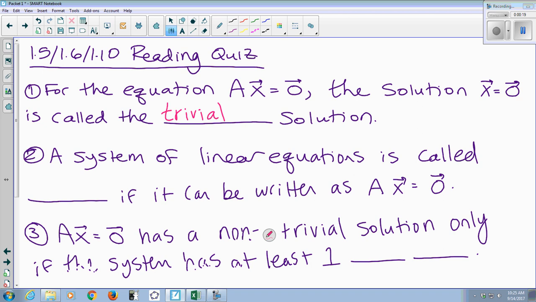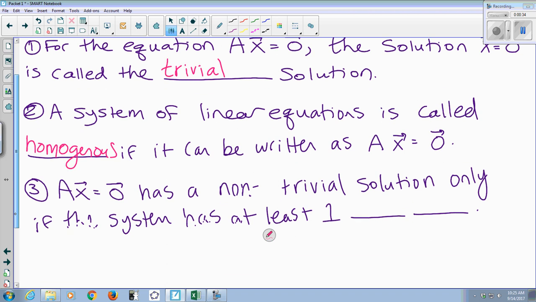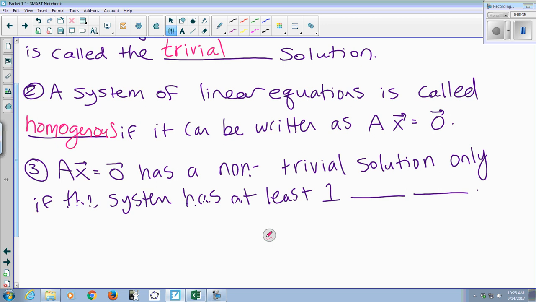A system of linear equations is called what if you can write it as ax equals 0? Homogeneous. All right, the equation ax equals 0, which is a homogeneous equation, has a non-trivial solution, meaning a solution where x isn't all zeros, only if the system has at least one free variable. You guys are good readers.